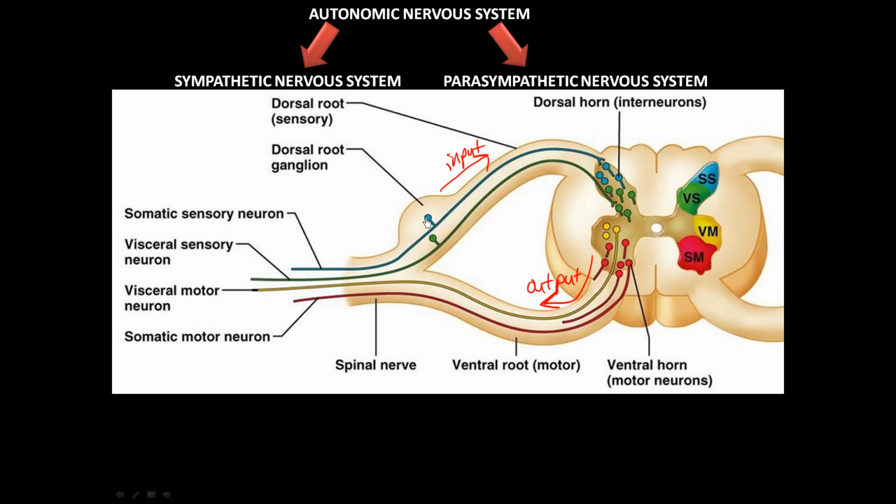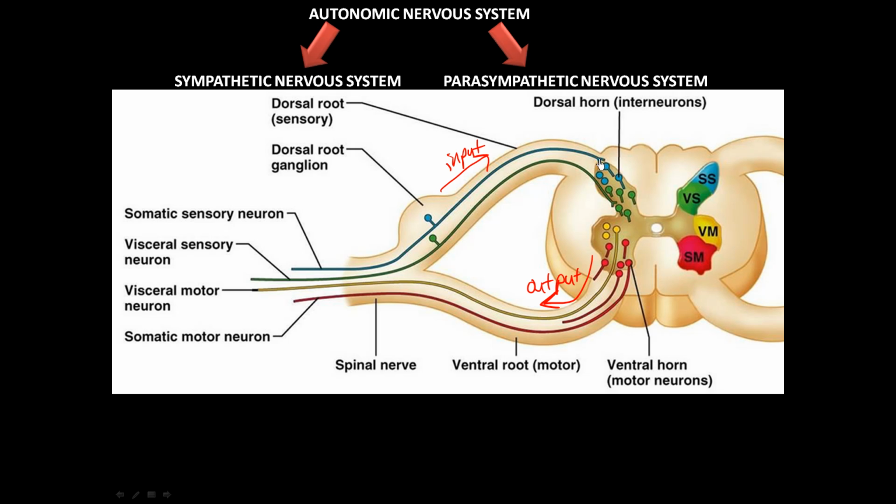This dorsal root ganglion is the cell bodies of these sensory nerves. So these sensory neurons can be as long as clear down to your foot, your big toe, clear up into your cord. So these neurons can be very, very long. And where these neuron cell bodies reside is in these dorsal root ganglions at each spinal nerve.